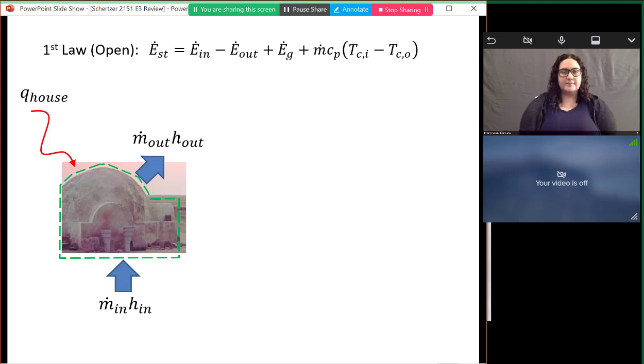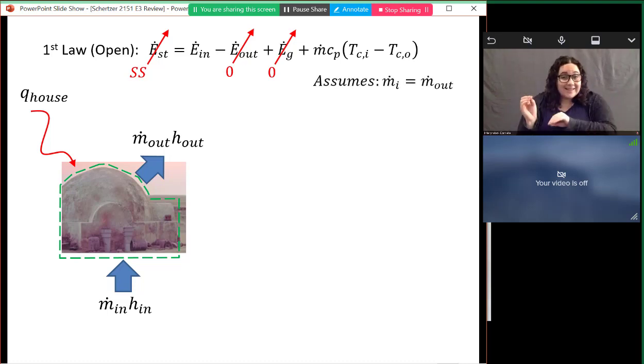So again, when in doubt, use the first law. We're at steady state in this problem. We have no energy leaving the system except by mass. There's no energy generation in the house, right? And we're assuming that because the system is at steady state, we're not storing or depleting mass of air in the house, so the mass flow rate in is equal to the mass flow rate out.